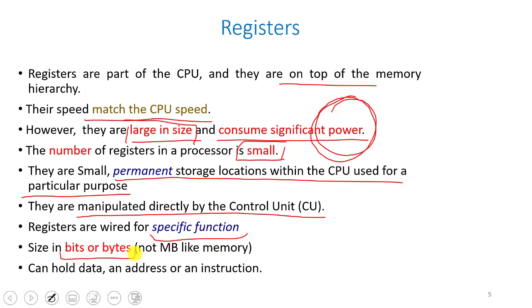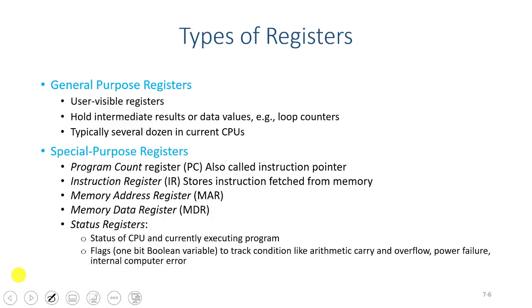Mainly, if your CPU is running a 32-bit operating system, then your registers will be 32 bits. If you are running 64, it will be 64 bits. Later on, when we talk about microprocessors and microcontrollers, we are going to talk about registers of different sizes: 8-bit, 16-bit, 32-bit, and 64-bit registers, and how to manipulate the data in them. So they can hold data, an address, or an instruction, meaning any data that is needed inside the CPU will be stored inside the registers.